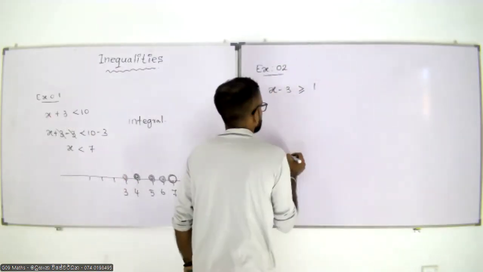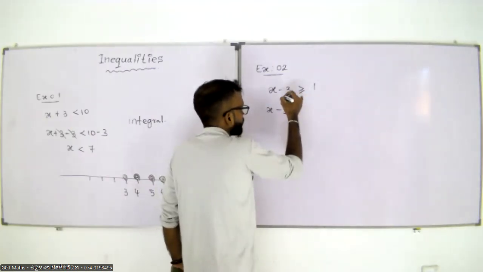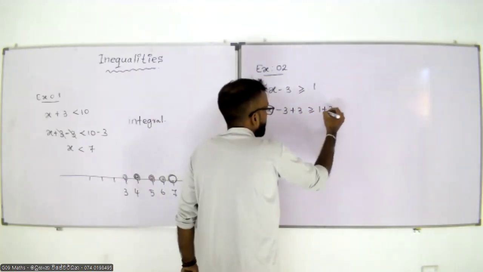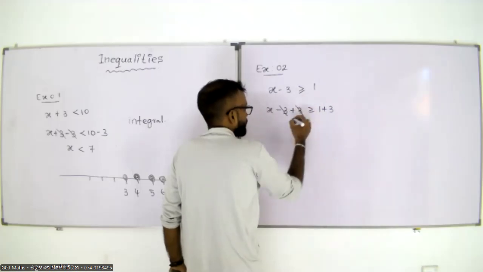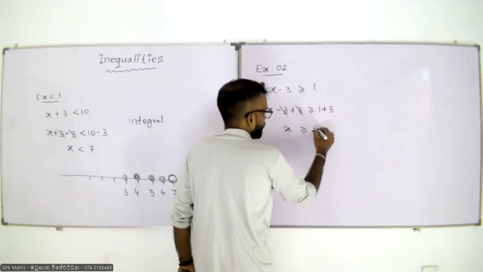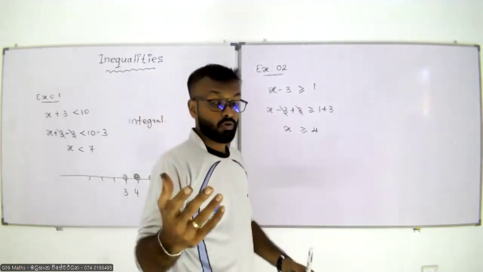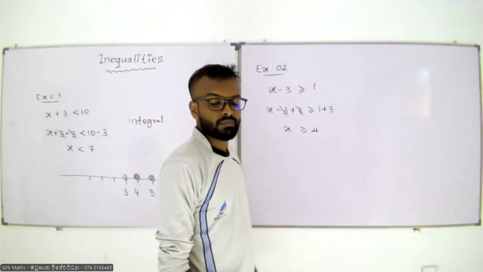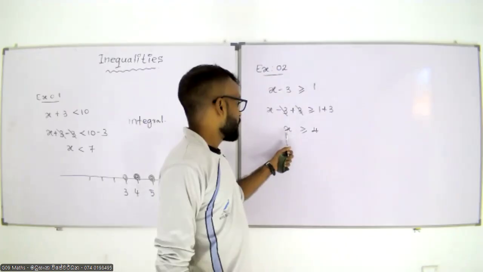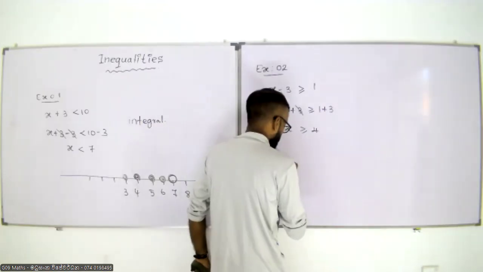First of all, solve this. x minus 3. If you want to remove negative 3, you have to add 3 to both sides. They cancel out. x is greater than or equal to 1 plus 3, which is 4. All the possible values, including 4 and greater than 4, are solutions for x. So how to mark it on a number line?